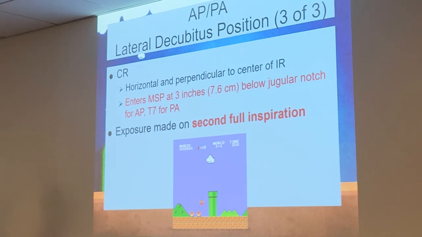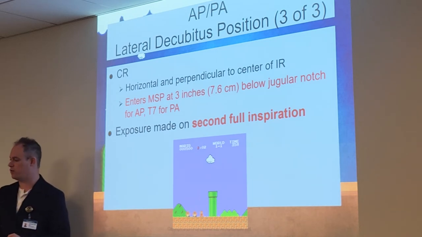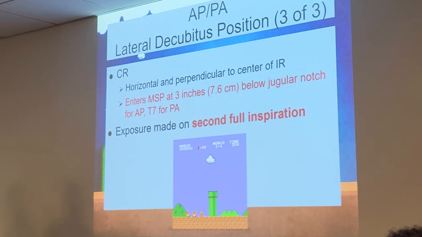Now for AP, same thing, guys. We're going to go 3 inches below the jugular notch for centering. For PA, we're going to use T7, just like everything else. And we're still going to make that exposure on the second full inspiration to fully inflate those lungs. So this is for our AP and PA lateral decubes, not our dorsal and ventral. We're going to get to those next.